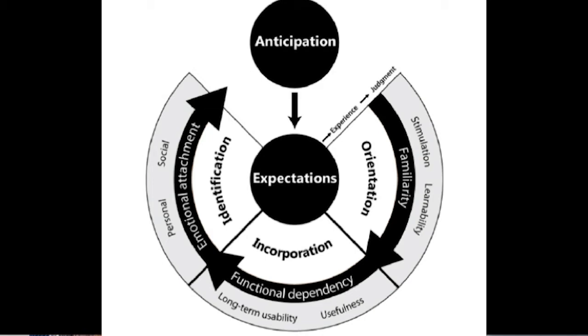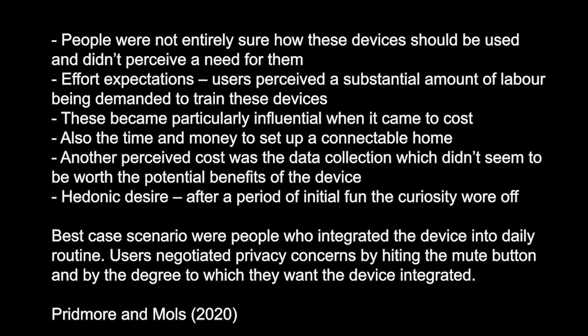Pridmore and Mols expand on this framework to add more factors to how people approach new media technologies, and they study household AI systems, specifically like Google Home, and why there are significant hurdles for AI systems to clear for their complete integration. And they state some of the barriers of entry here, of why these systems are kind of difficult to be fully integrated. The first point is that people might not be entirely sure how these devices should be used and didn't perceive a need for them.